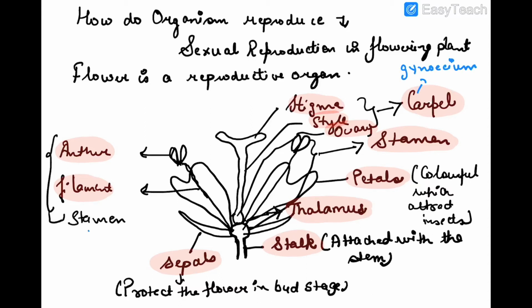Group of stamen is known as androecium. Group of sepals is known as calyx. And group of petals is known as corolla. So this is the general structure of a flower.